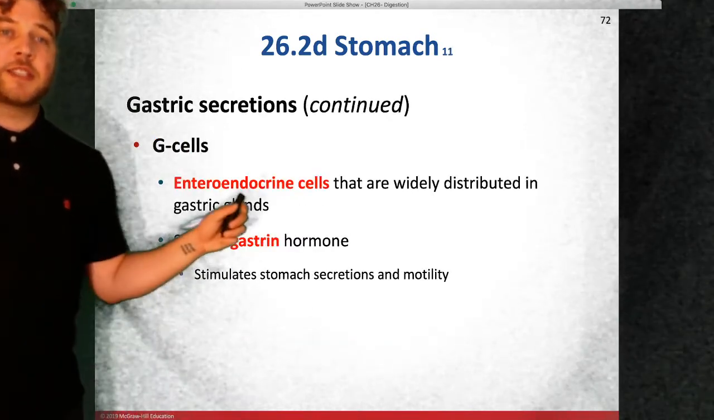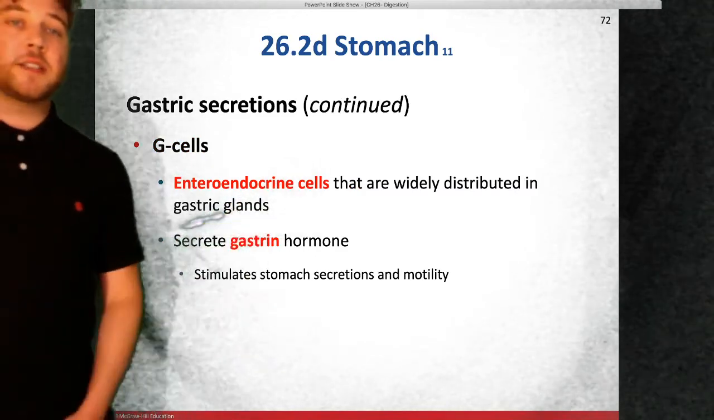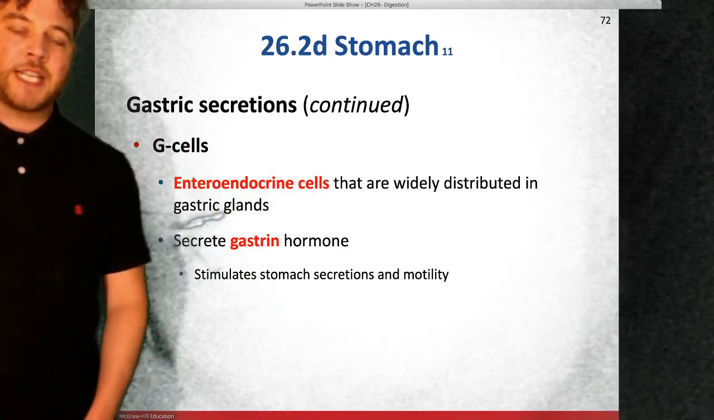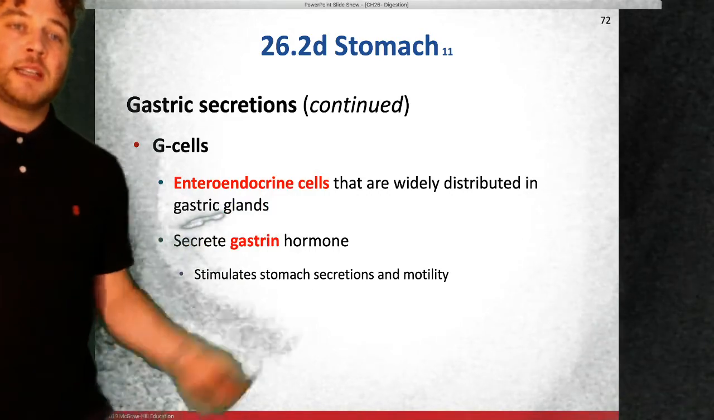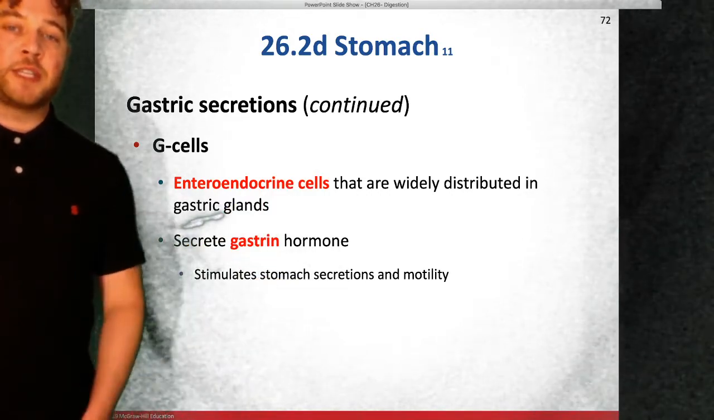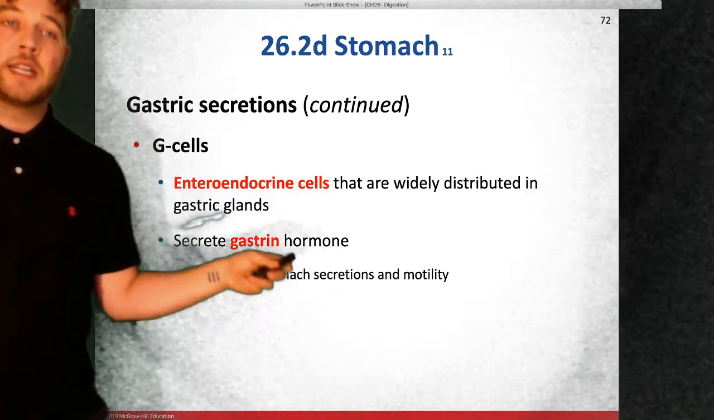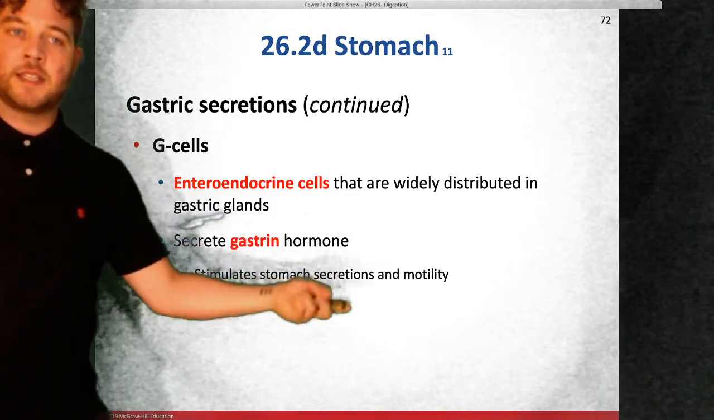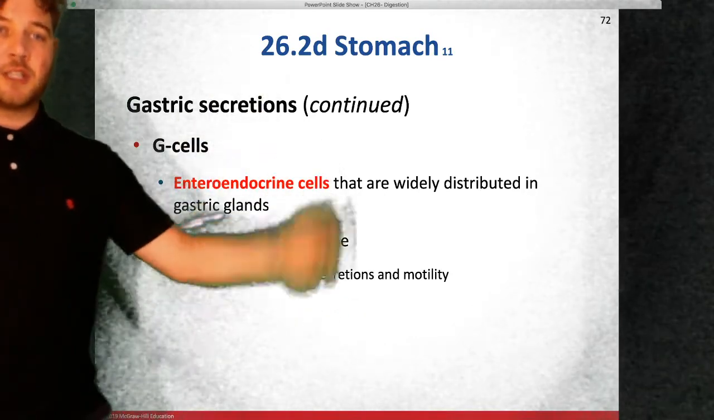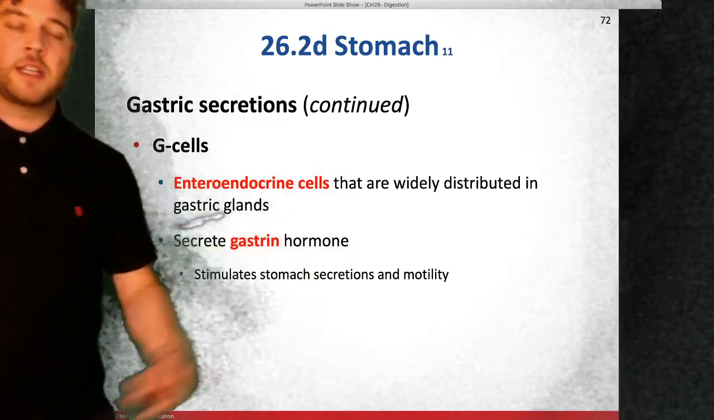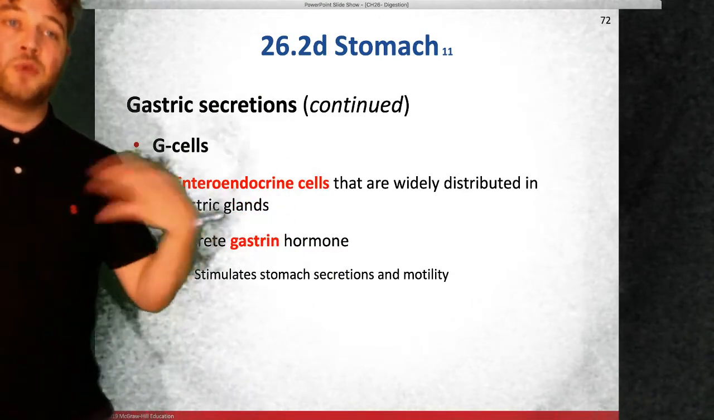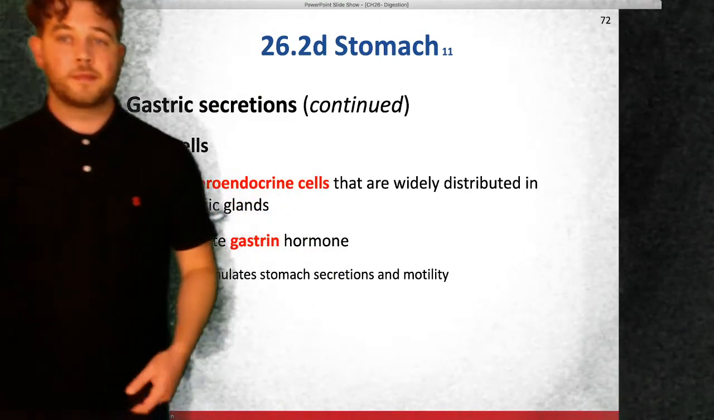Lastly are the G cells. These are enteroendocrine cells, widely distributed in the gastric glands, secreting gastrin hormone that stimulates stomach secretions and motility. So this is going to increase digestion and increase the activities of the stomach. It's going to increase all the other stomach secretions, all the other cells secreting things, and increase movement of food through the stomach.